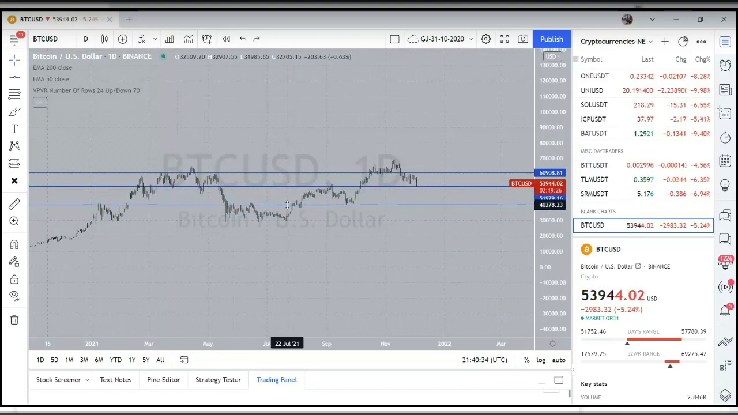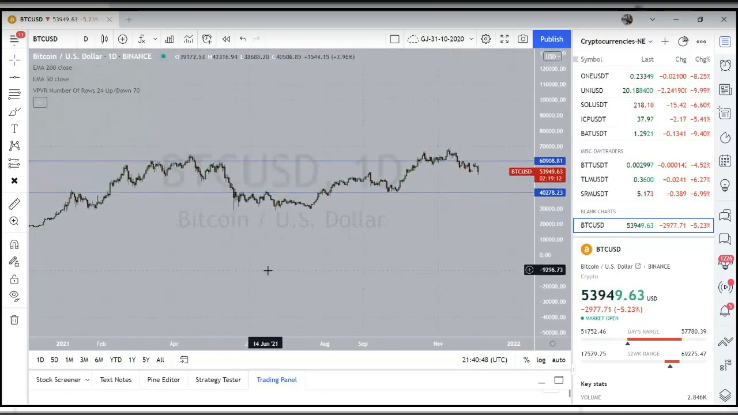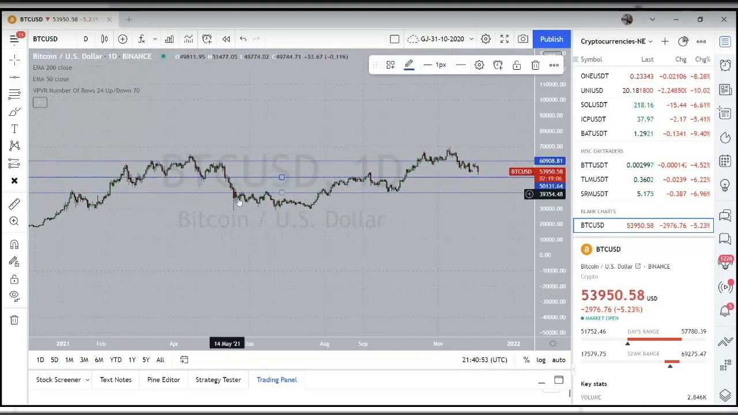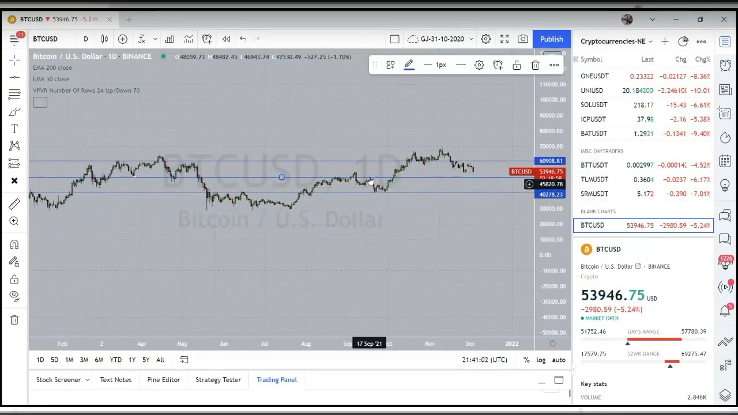What you're looking for is levels where the market has reacted a number of times, usually 3 or more. You're just trying to get the best levels possible. You want to see that the market is respecting them more than it's trading through them. So this level here is not as significant as the 2 levels either side of it, because you can see the market's traded through it more.